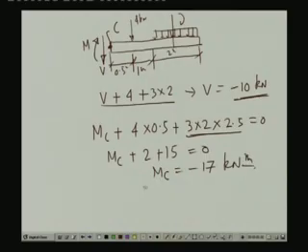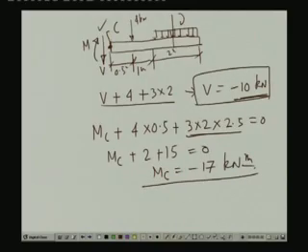So, the shear force which is acting at this particular cross section is 10 kilonewton, and the bending moment which is acting at this cross section is equal to 17 kilonewton meter.